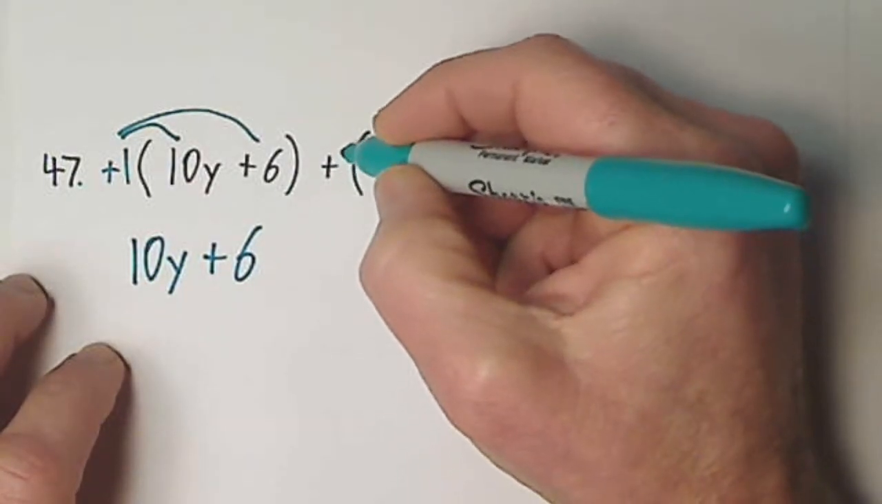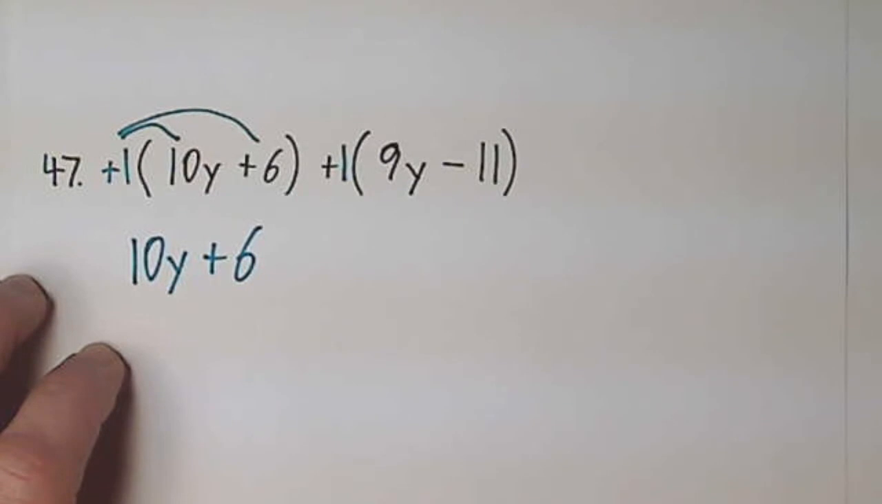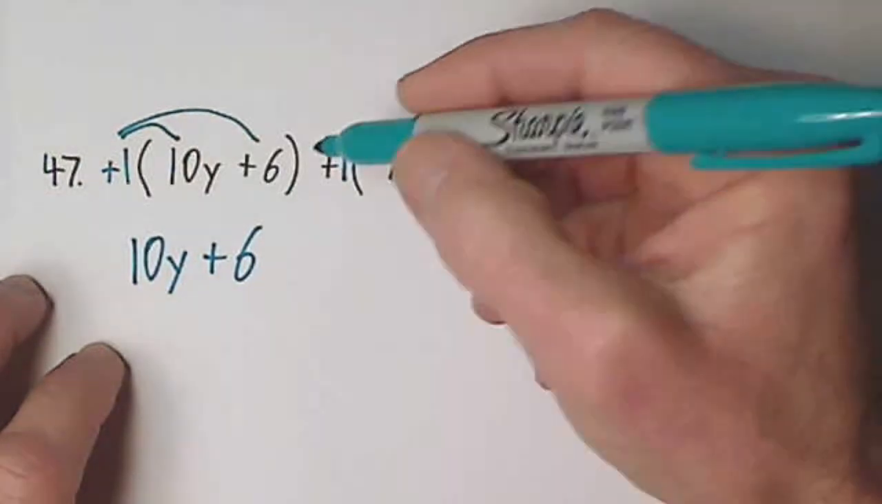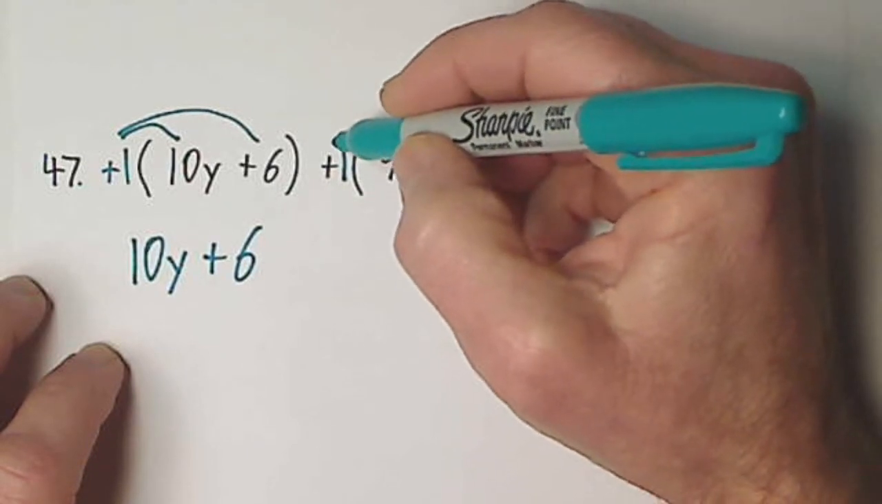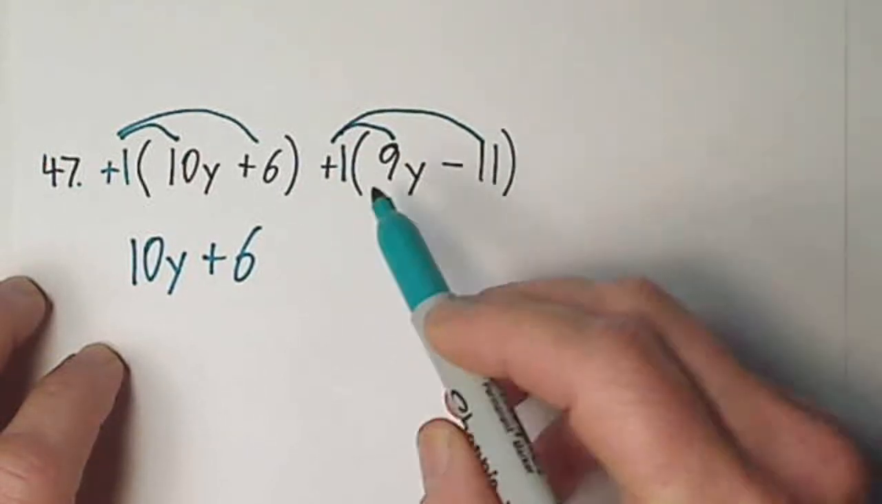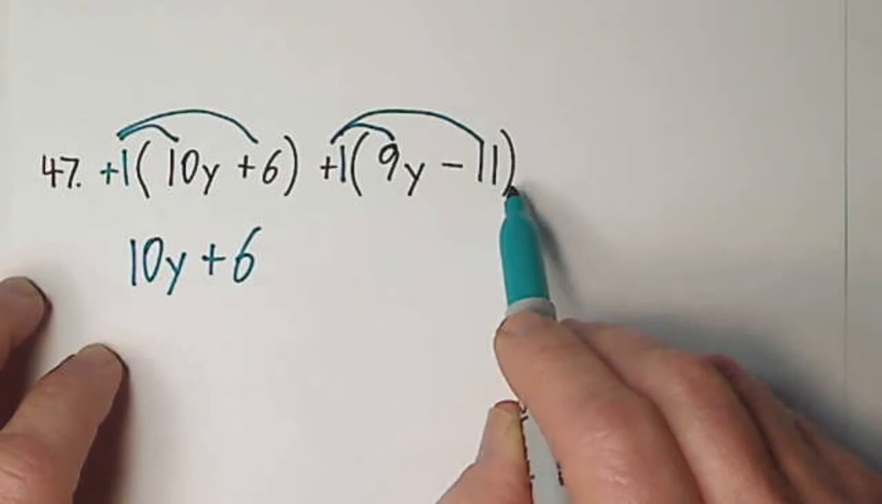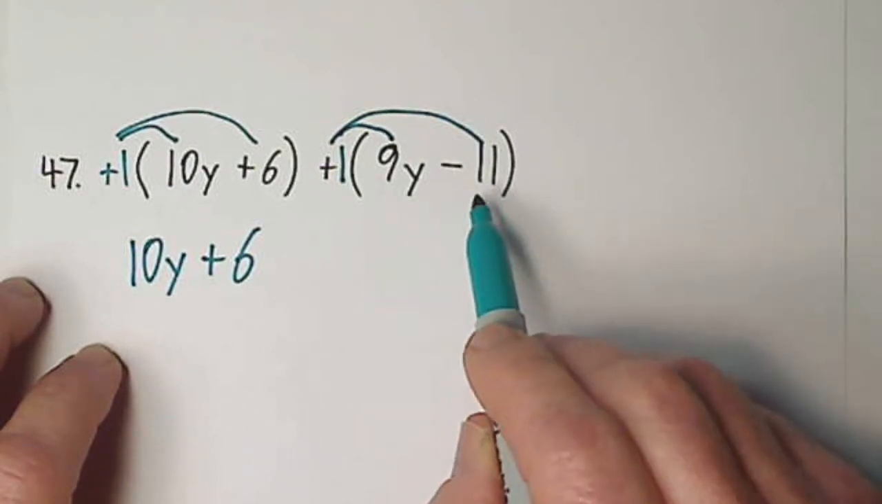Here, if you want to think of a 1 as sitting in front of the parentheses, it's fine. But it just seems like maybe a little extra work to think of that. But you're basically going to send in a positive 1 to each term and multiply, and nothing changes.